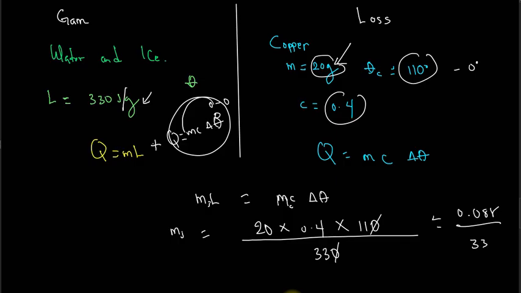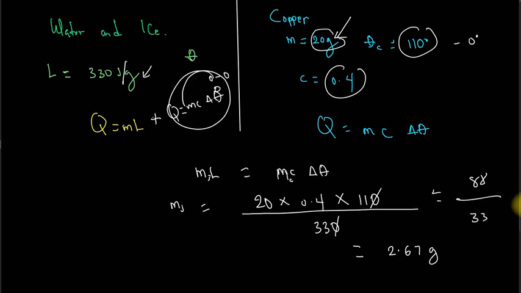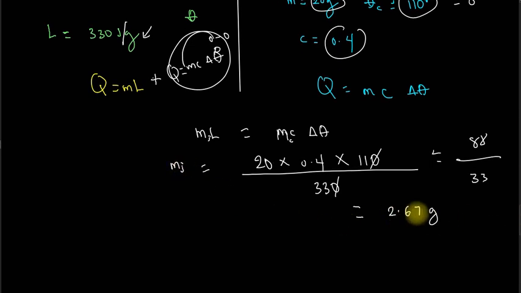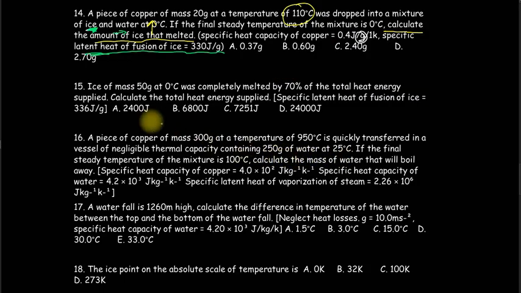So 20 times 0.4 times 11 is equal to 88. So I was supposed to have 88 over 33. 88 divided by 33 is 2.66 or 2.67 gram. So that is the mass of ice that melted.